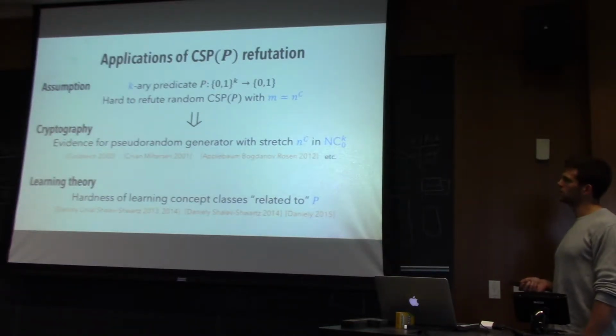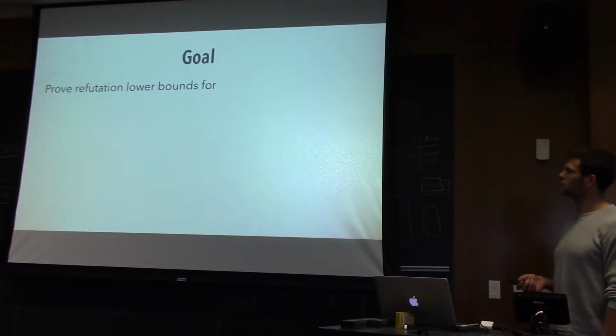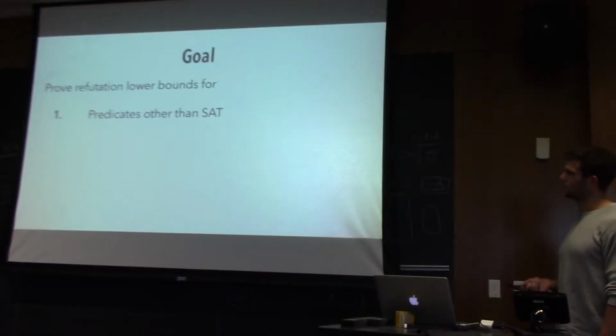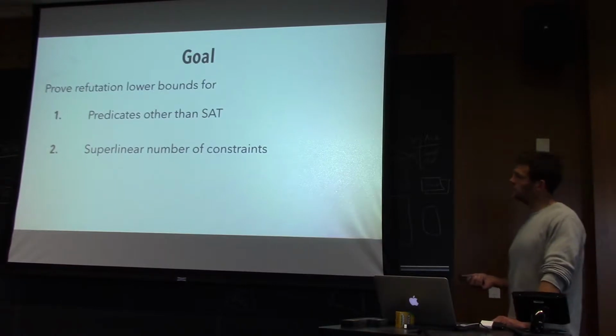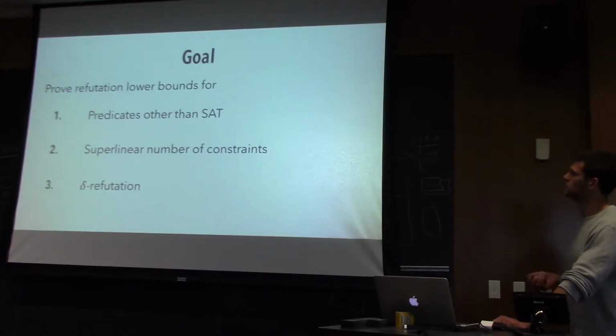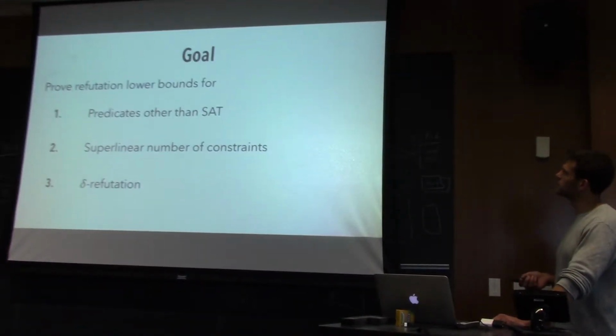So motivated by these applications, our goal is to prove refutation lower bounds for predicates other than SAT, because that comes up in these applications. Superlinear number of constraints, because that also comes up in these applications. For example, in the PRG application, if you get more constraints, then you get higher stretch, and that's nice. And also for this stronger delta refutation problem. So that's what we want to do.